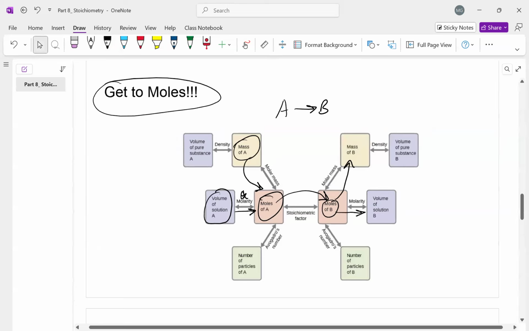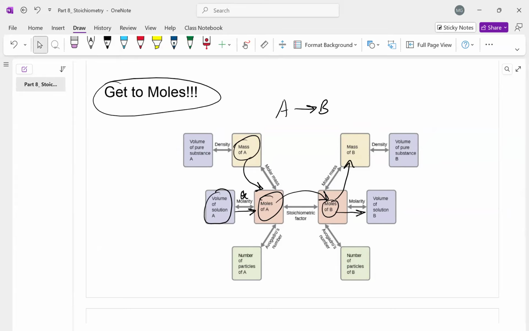So the key thing here with this first day of lectures is being able to go in between all of these things and get ultimately to moles first. Once you get there first, then the rest of it is fairly straightforward.